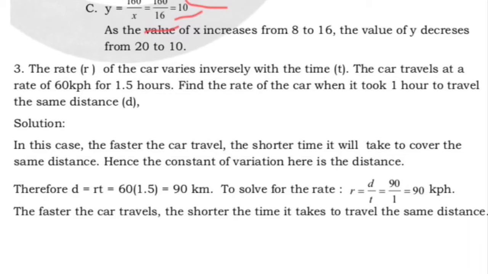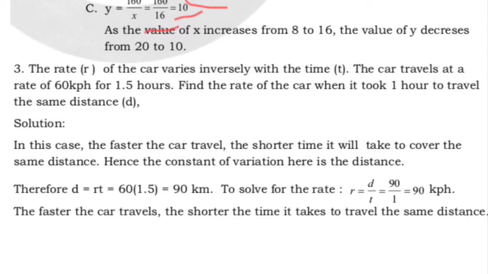So using the formula for distance, d equals rate times time, we're going to have 60, this is the rate, times the number of hours, the time, 1.5. So 60 times 1.5 is equal to 90 kilometers. So this is the constant. This is the distance traveled by the car.